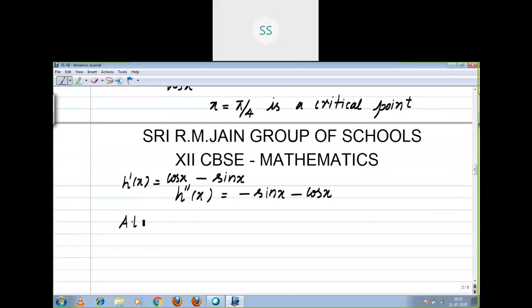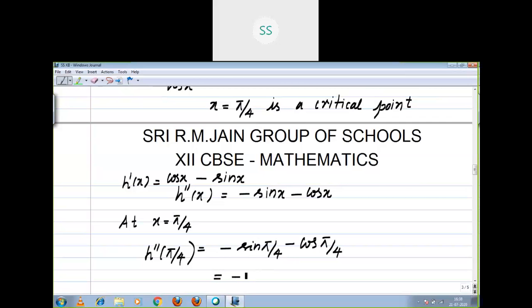At x is equal to pi by 4, h double dash of pi by 4 equal to minus sin pi by 4 minus cos pi by 4, right? Now, minus you should take as common. Sin pi by 4 is 1 by root 2 plus 1 by root 2. Here the denominators are same, so you are going to add the numerators, 2 by root 2, which is equal to minus root 2, less than 0.